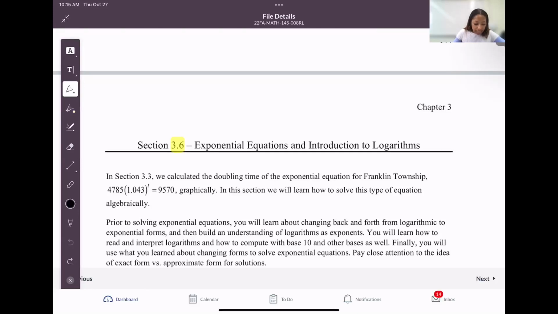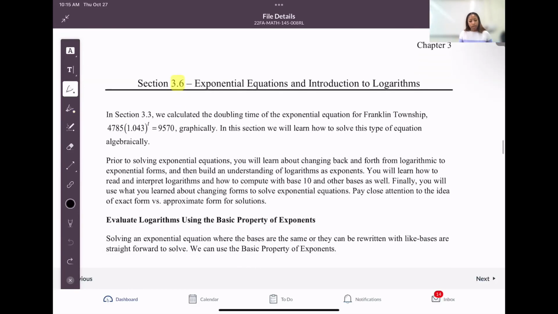Right. So in section 3.6, we're going to talk about exponential equations. It's an equation that includes an exponential expression, but more specifically, where our variable or unknown is the exponent. Okay. That's an exponential equation. So far, we have been solving those types of problems graphically. Let y1 be one side, y2 the other side, find the intersection. But we want to learn techniques for how to solve this algebraically.